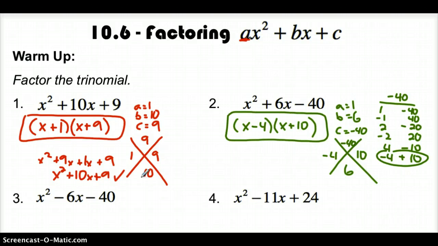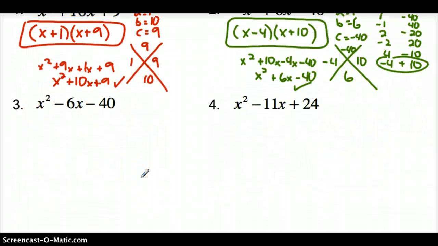I can always check again with FOIL, so I know x times x is x squared. The outsides here are a positive 10x. The insides here are a negative 4x. And then last times last is negative 40. Combining like terms, I now have x squared plus 6x minus 40. And I know I'm correct because I checked my work. Let's just look at a couple other ones here. We're doing well so far.